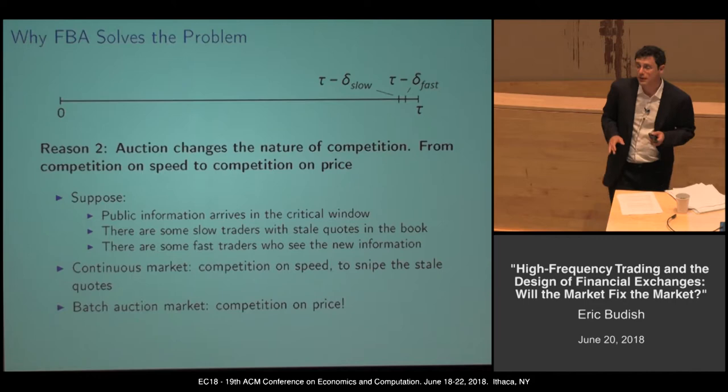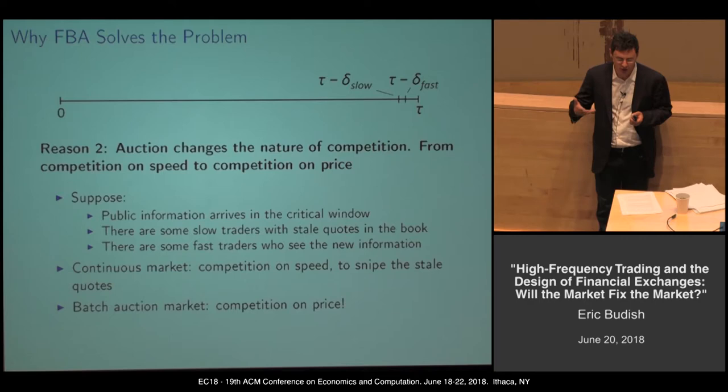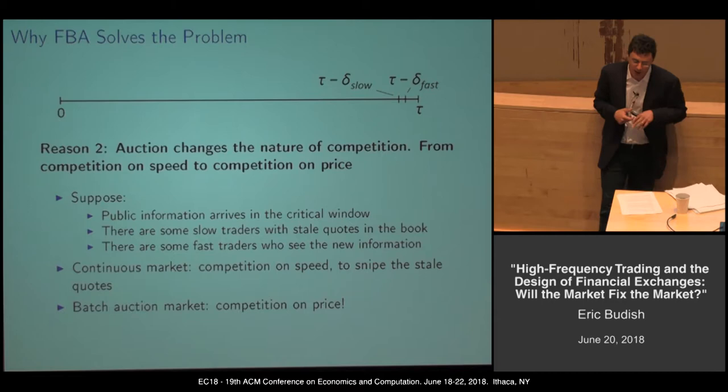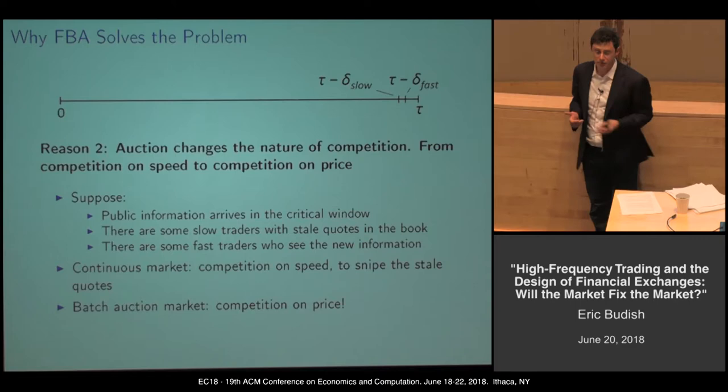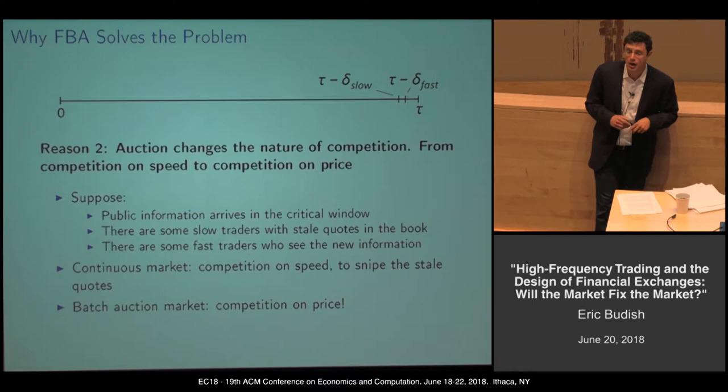And instead of competing on speed, trading firms compete on price. The easiest way to see this is to suppose that a piece of public information actually does arrive during this critical window, during this delta over tau window, and there are some slow traders with stale quotes in the book. In the continuous market, this is going to lead to a race by fast traders to snipe the stale quotes, whereas in the discrete auction market, fast traders are going to compete on price for the right to trade with you. So if the information is truly public and obvious, the auction is going to compete away rents and compete away the arbitrage profits.